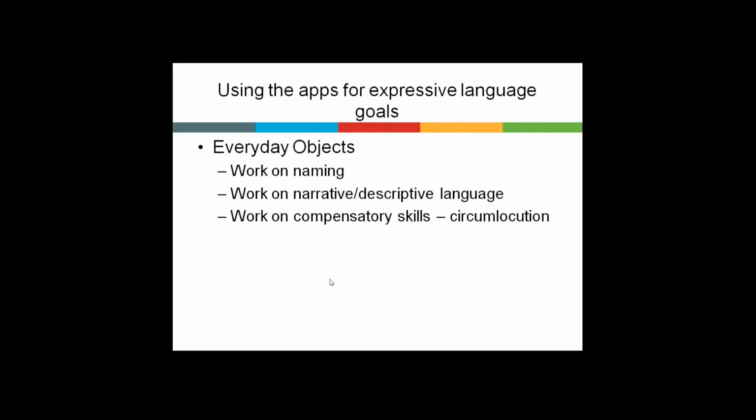Everyday objects, I think the options are working on naming, working on narrative description skills, and working on some of the compensatory things like circumlocution. The nice thing in comparison to, for example, using the box set is that you can create your own content.